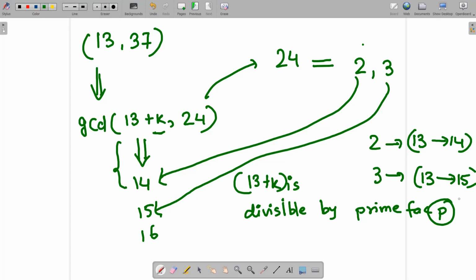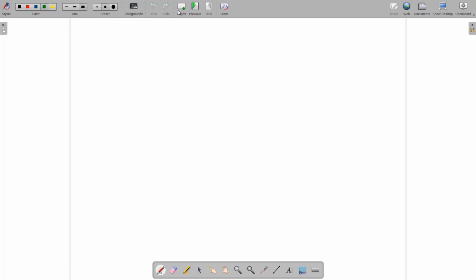Why am I going to find this value of k for each of the prime factors? Because suppose 2 divides 13 plus k at k equal to 1, so 13 plus k becomes 14, and 2 now divides 14 easily. When 2 divides 14 easily, you can see GCD will not be equal to 1. So at this point our length of the chain must terminate. Okay, so let's write down a general case. In general, instead of 13, let's write x plus k, and we have y minus x.